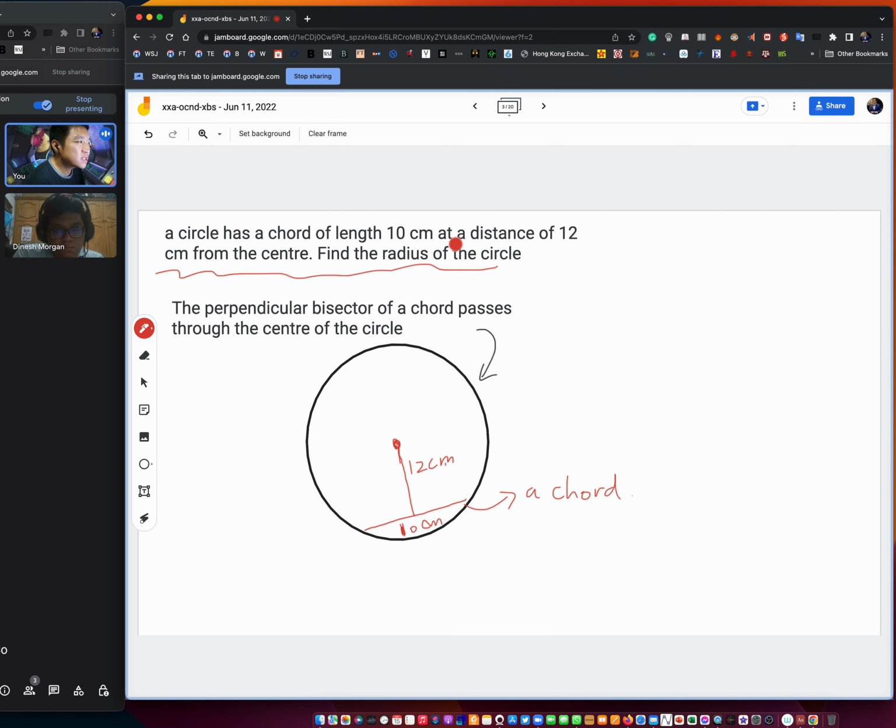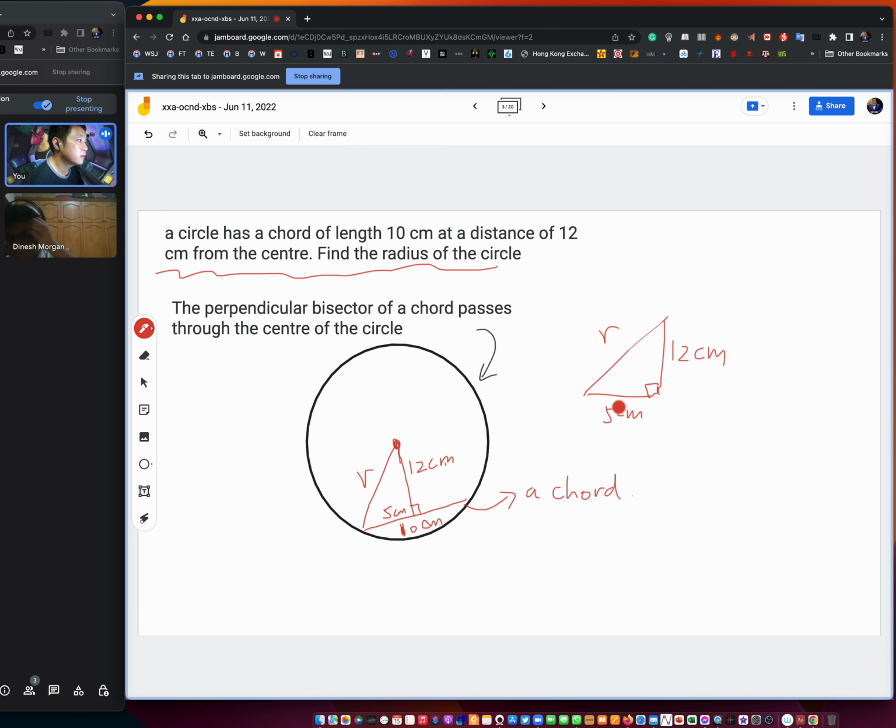Okay, so when it says at a distance of 12 cm from the center, right, I guess it must be 90 degree, right? Okay. So yeah, so I think you can make use of Pythagoras theorem, then you get the radius. So this is 5 cm. You understand me? So basically you form a right angle triangle with this 12 cm as the height here, and then 5 cm here. And then you just use the Pythagoras theorem, then you get to solve R, right?